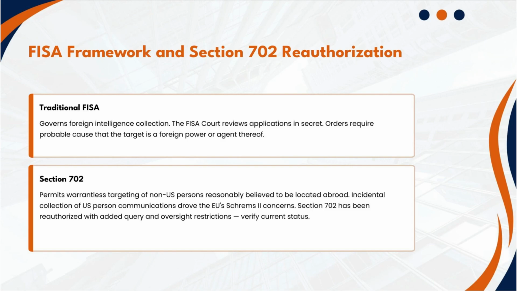Now, why does any of this matter to you? Because Section 702 is the reason Schrems succeeded. Twice. European courts looked at 702 and said, Europeans have no redress here. That's the whole transfer problem in one statute.